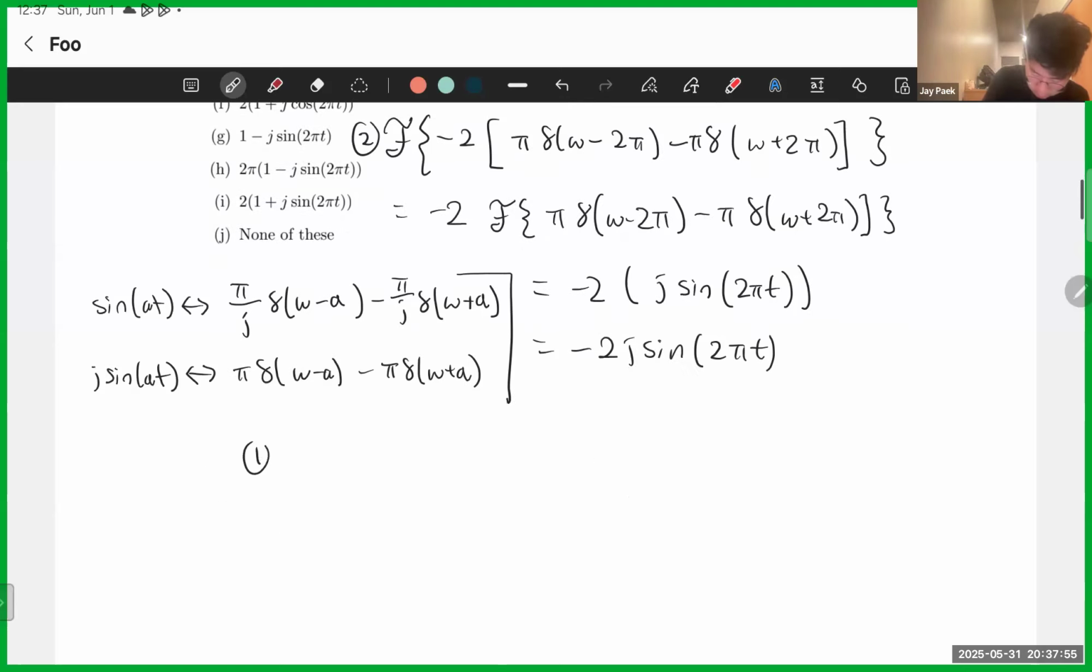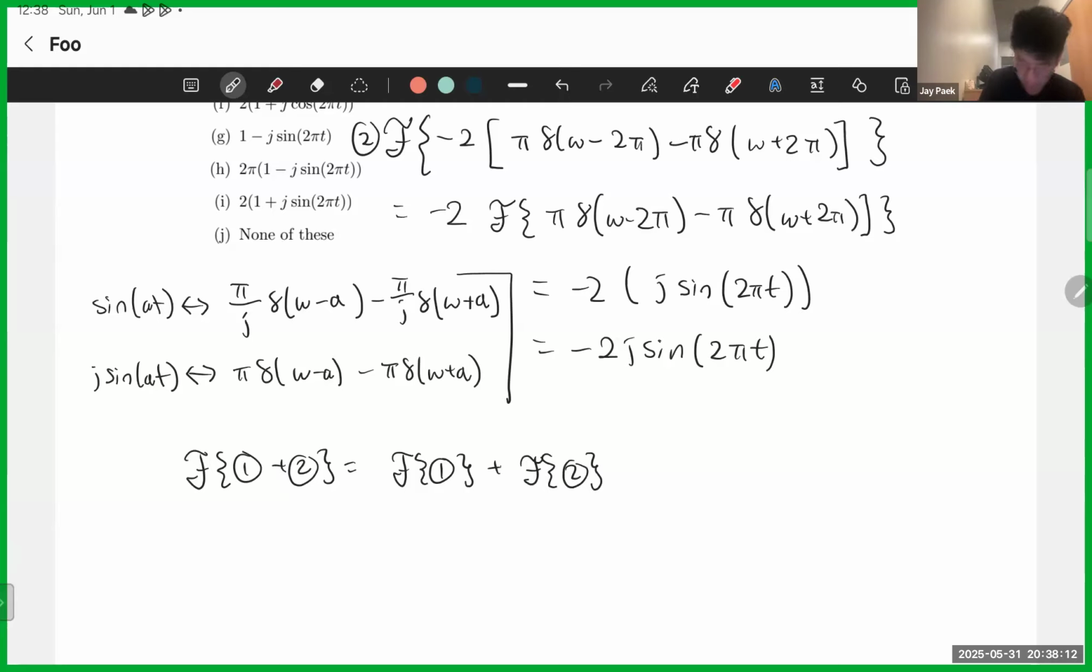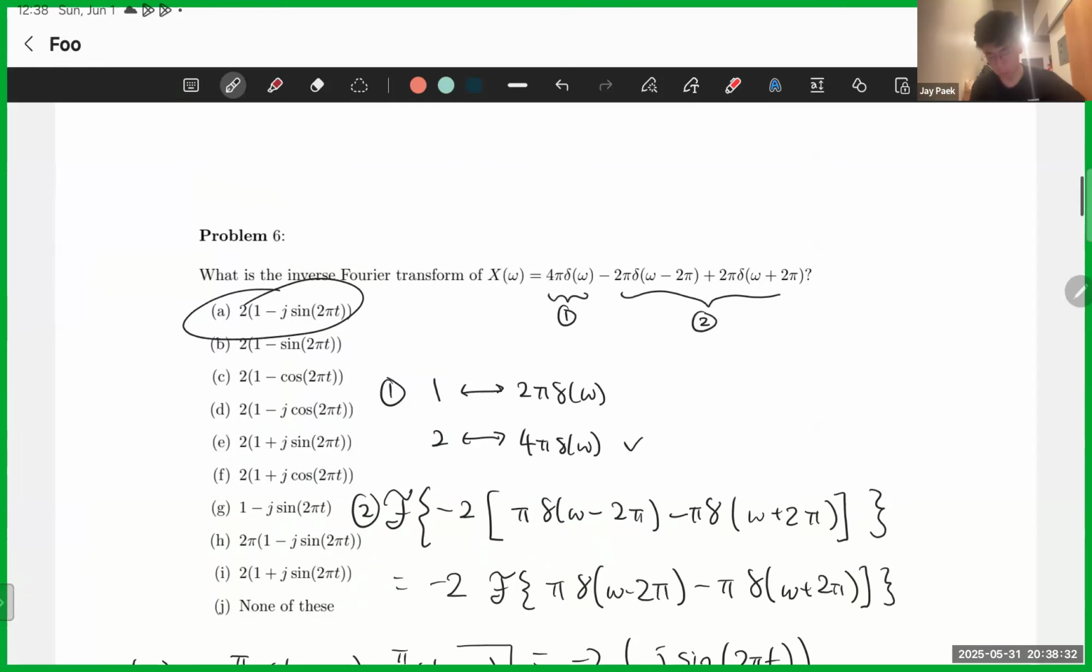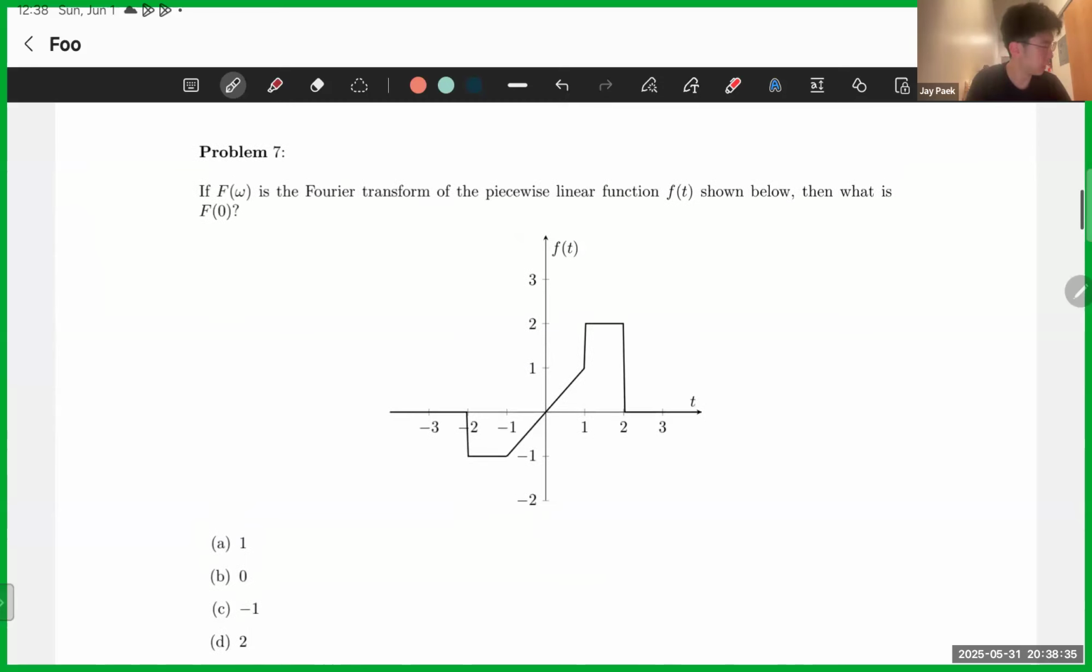And so what we need is just 1 plus 2, or the Fourier transform is linear. So we have the Fourier transform of 1 plus 2, thank you for the corrections, is equal to the Fourier transform of some of those. Then we just get 2 times this, which is exactly what we want. Voila. And that's our answer. Thank you for your algebra assistance.